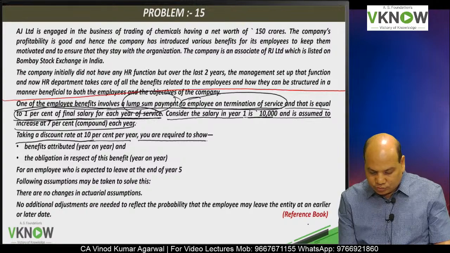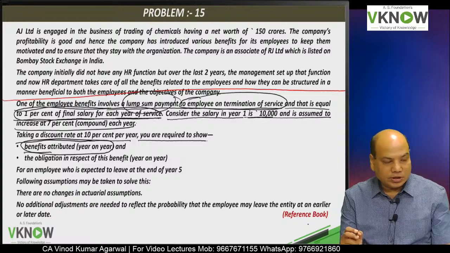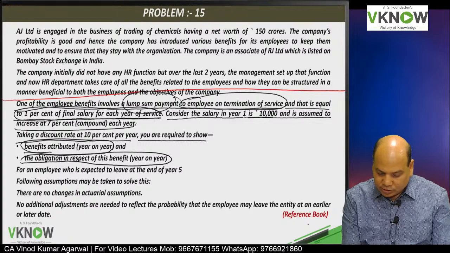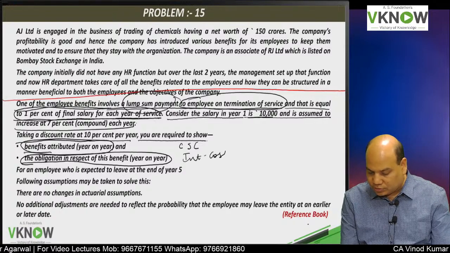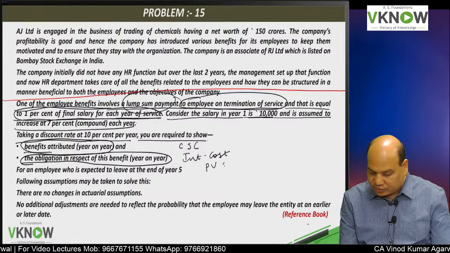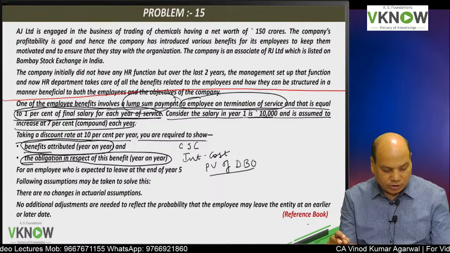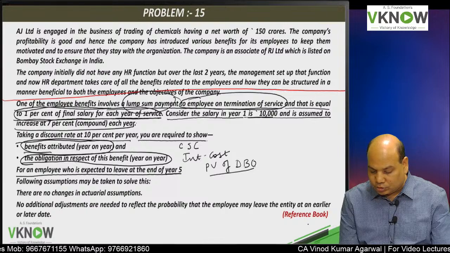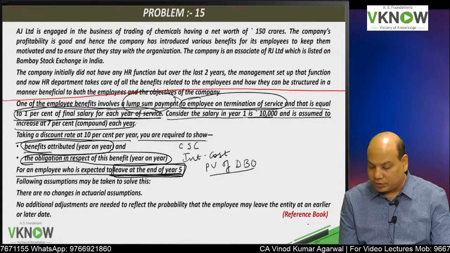you are required to show benefits attributed year on year, that is how much is the allocated benefit, and the obligation in respect of this benefit year on year. So we have to compute current service cost, interest cost, and present value of DBO. The same thing we have done earlier also, and now the question says the employee is expected to leave at the end of year 5.